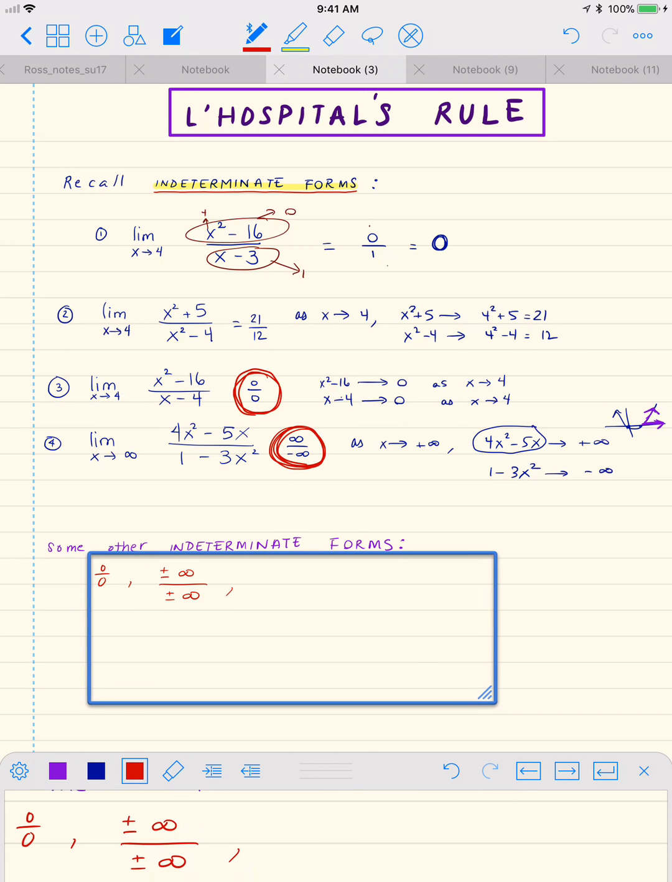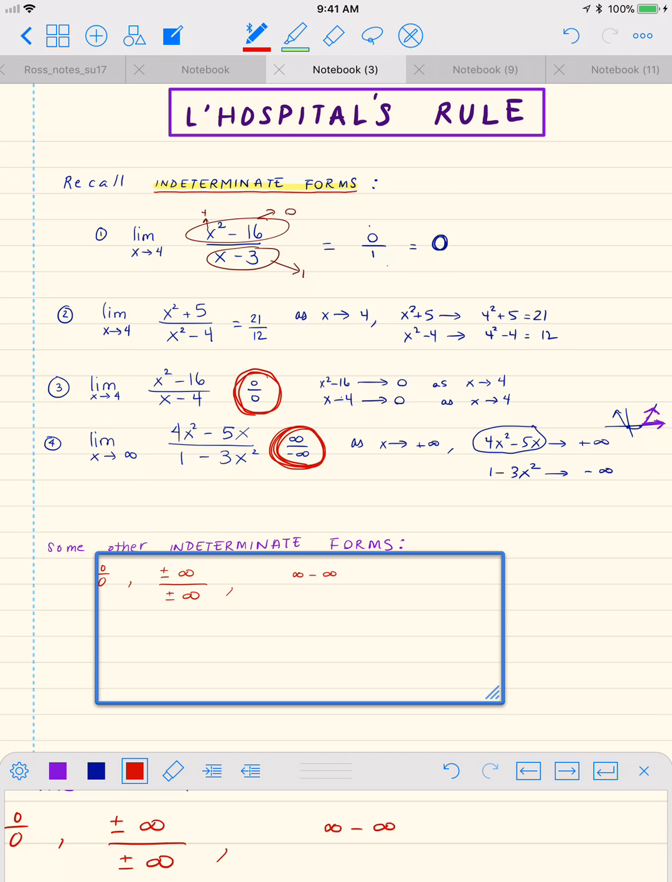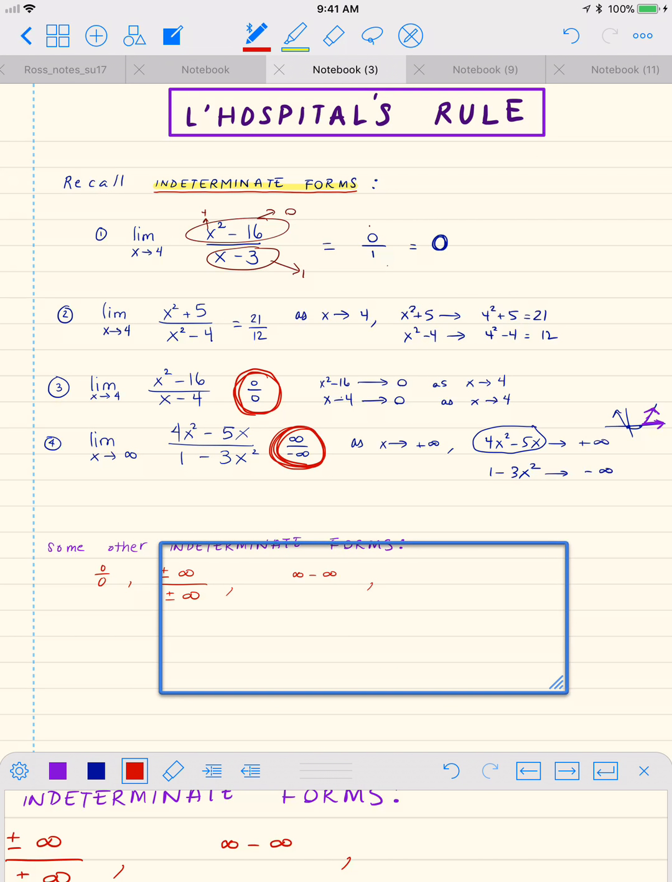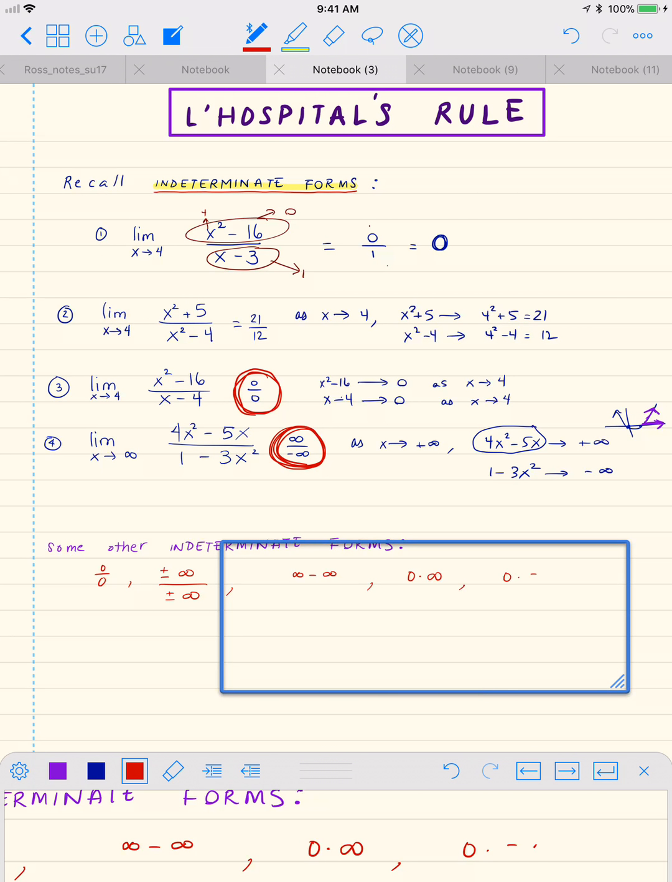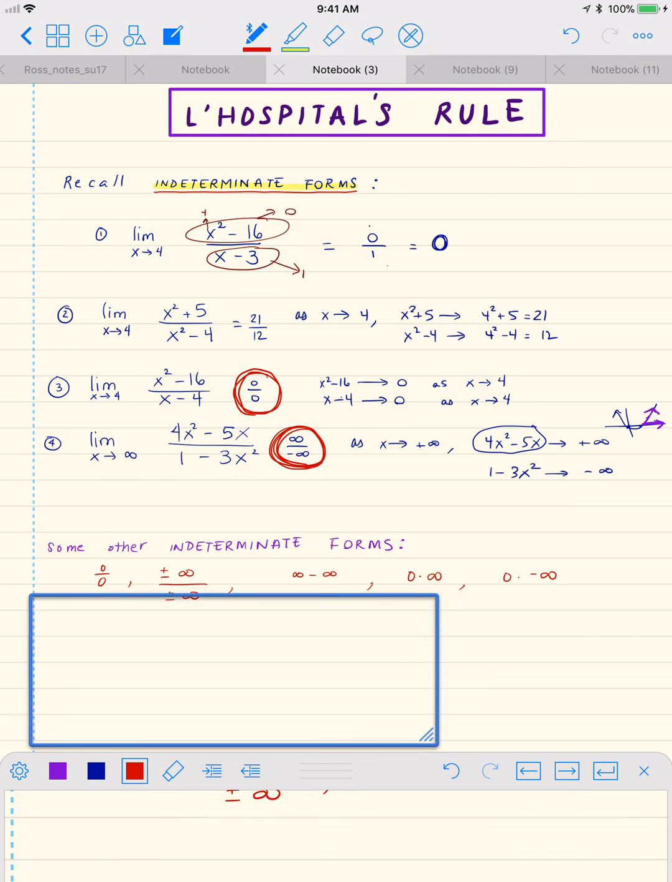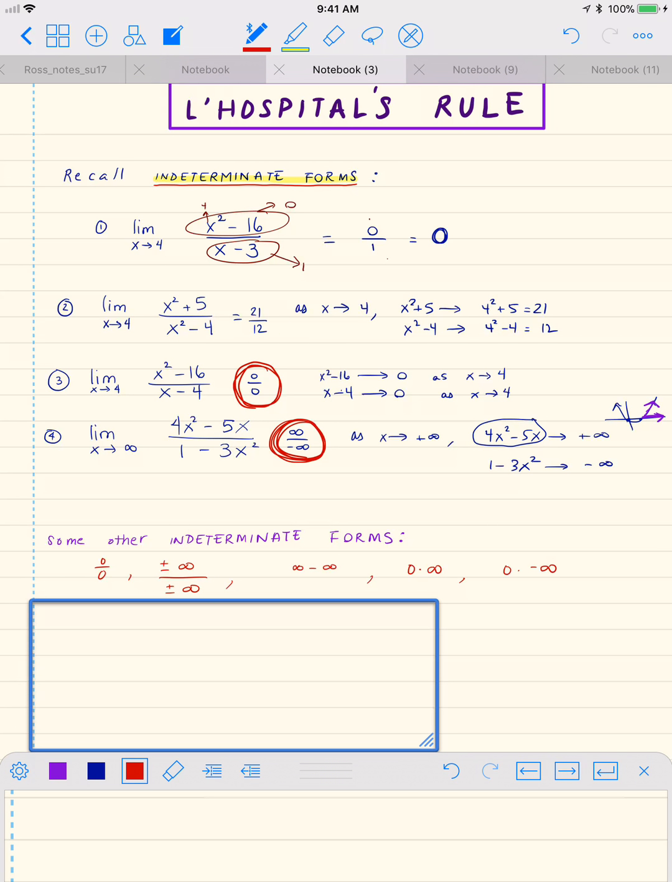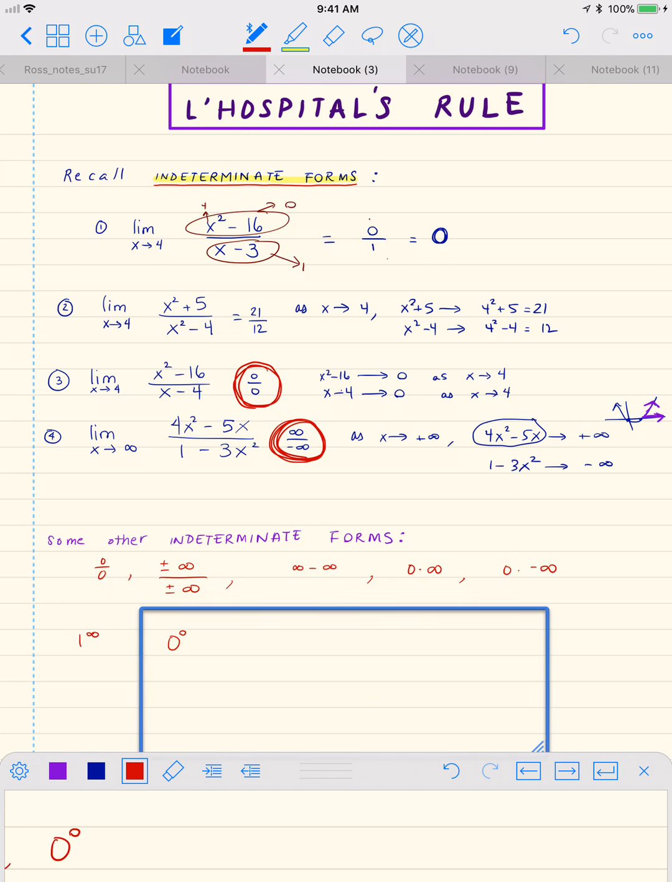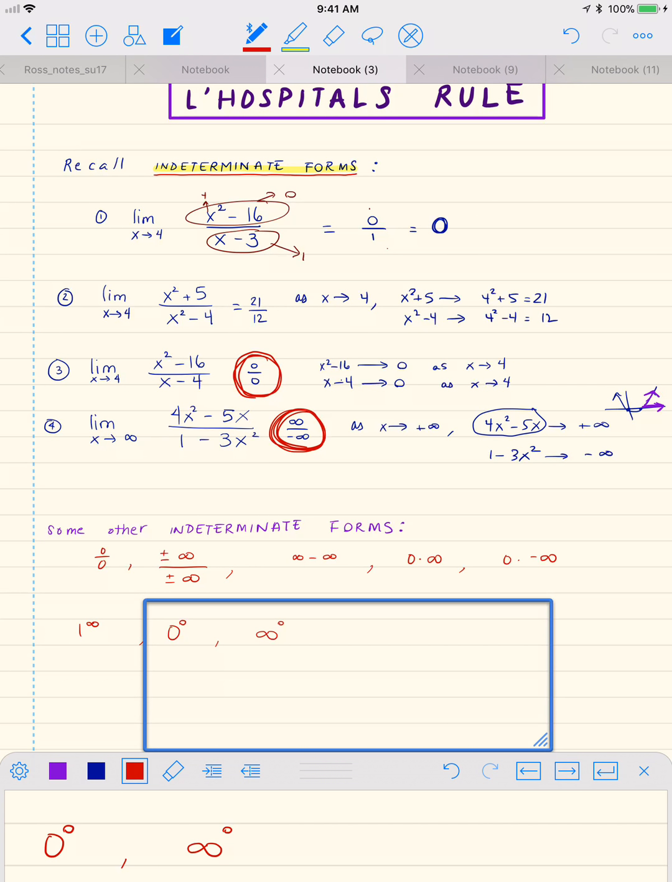Another way we can get an indeterminate form is infinity minus infinity, because you can't say infinity minus infinity equals 0, because it depends on the size of the infinity. Another one is 0 times infinity, and 0 times negative infinity. That's another one. And then 1 to infinity and 0 to 0. And then infinity to 0.